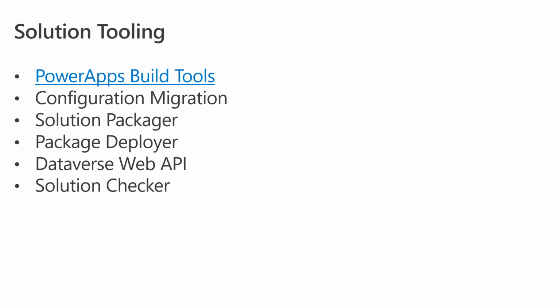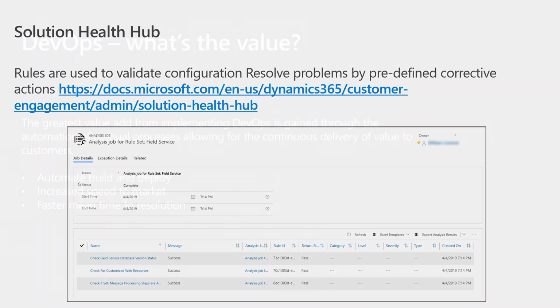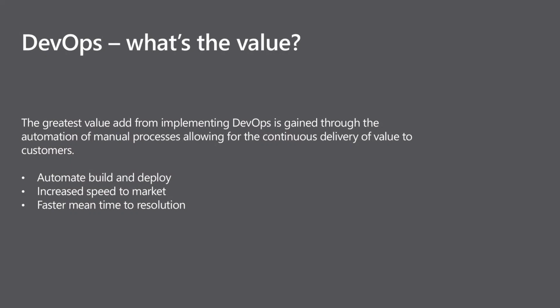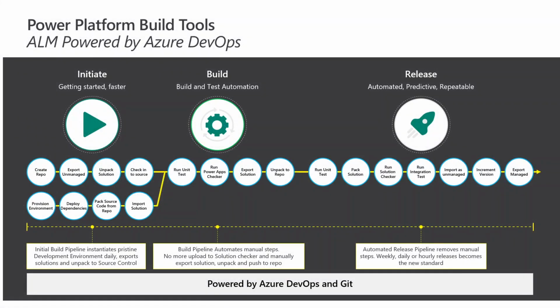The one I'm going to focus on a little bit more is PowerApps build tools. What these allow you to do is create these things called DevOps pipelines. If this is of interest, there's a really good PowerCAT video that will be in the resources. Just click on the chat bubble and we'll link you to that. And so this is application lifecycle management powered by DevOps and GitHub.